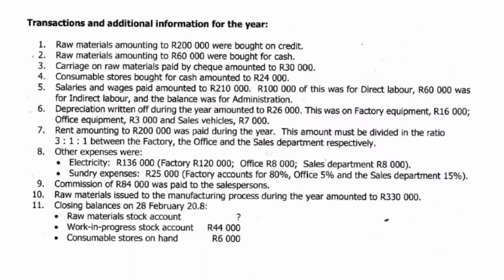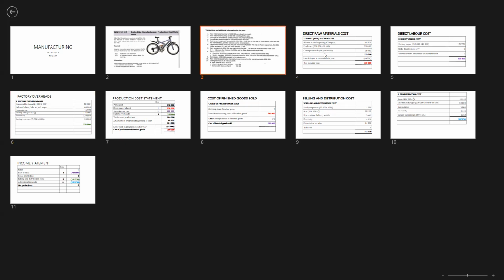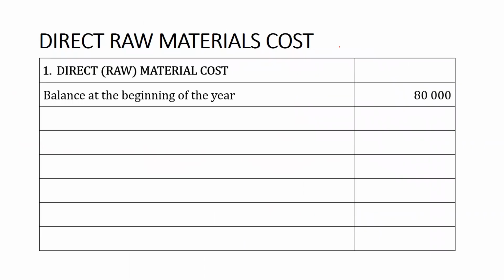It says in the next slide that raw materials amounting to 200,000 rand were bought on credit. And we also bought raw materials amounting to 60,000 rand for cash. Now, purchases of raw materials will go to the direct material cost note. So I'll go straight to my direct material cost note. And this is my direct material cost note. I'll have purchases. You normally have cash purchases plus credit purchases, minus the returns. In this case, I have cash purchases plus credit purchases. There were no returns specified. Therefore, I'll have 260,000 rand as my purchases.